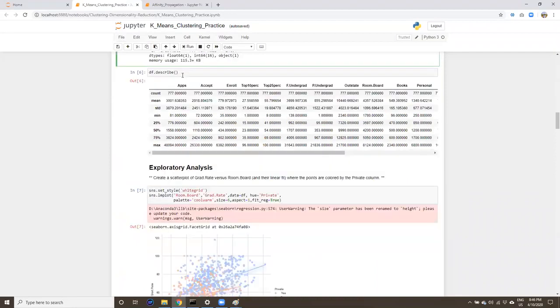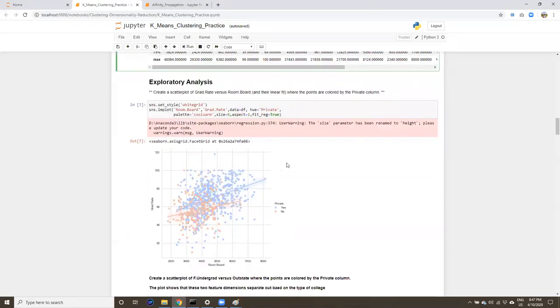Okay. Next, we do a describe. So when you run a describe function, the system automatically understands which of these columns are numeric, and based on that it will give you some fundamental statistics. What is the mean? What is the standard deviation? What is the minimum value within the column? What is the maximum value within the column? And all the fundamental statistics like interquartile range. Here it is giving you 25%, 50%, and 75%. These are quartile points, right?